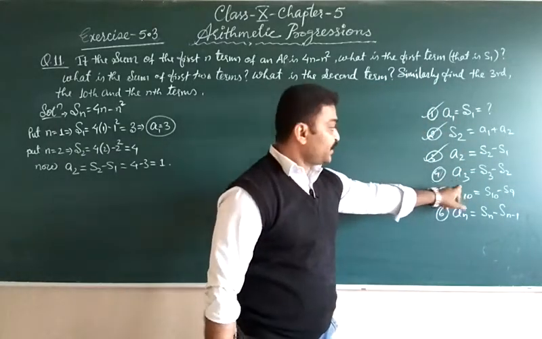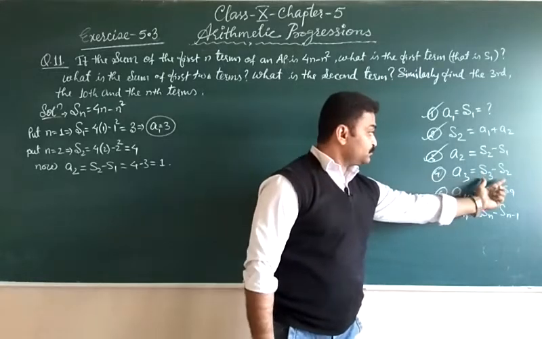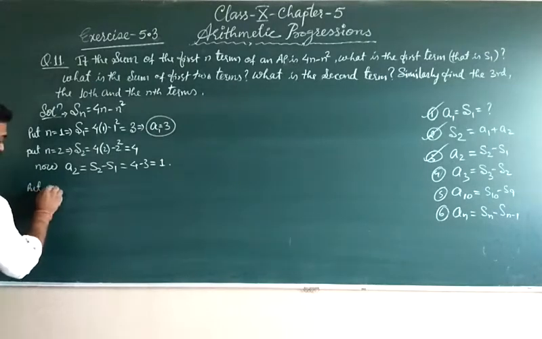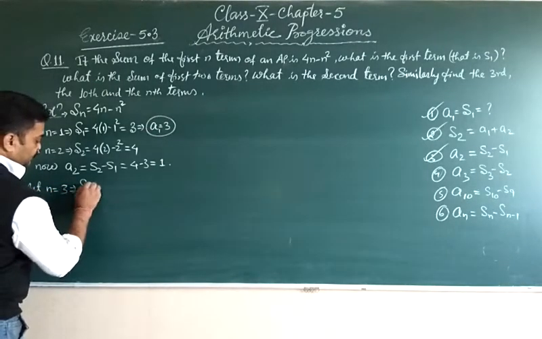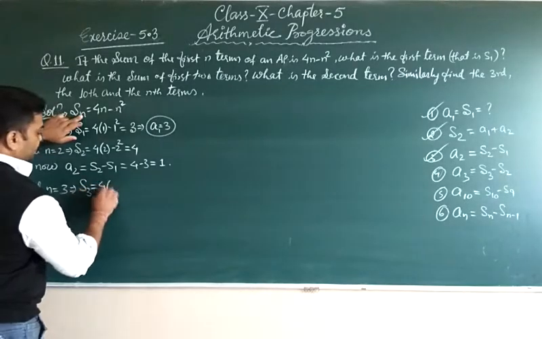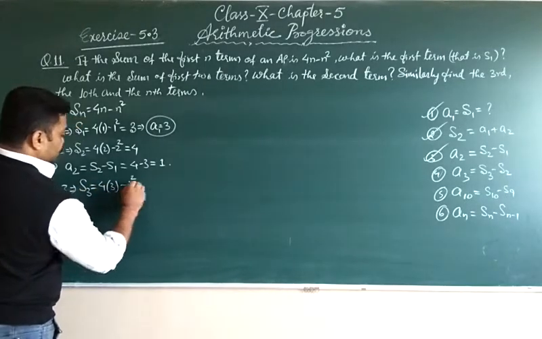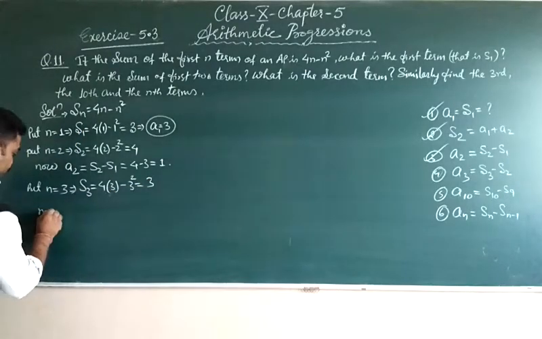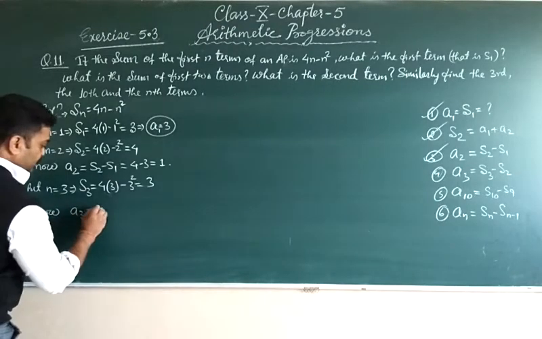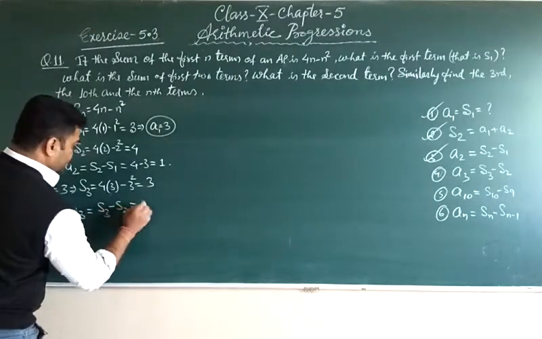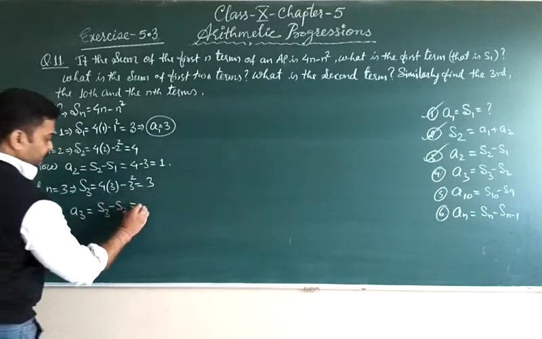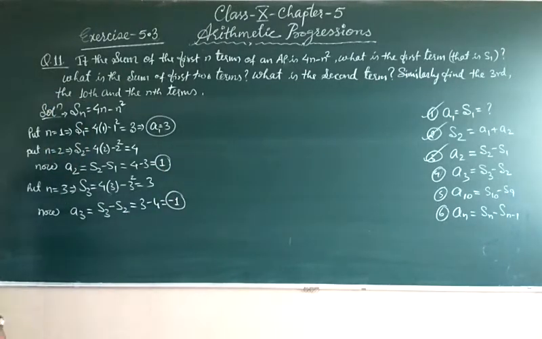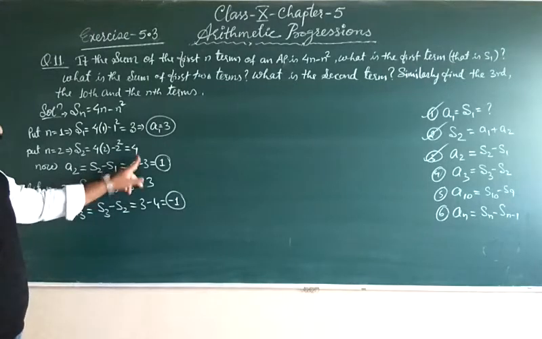Now A3. To find A3, we have to find S3 first. Now put n is equal to 3. This implies S3 is equal to 4 into 3 minus 3 square, is equal to 12 minus 9, that is 3. Now A3 is equal to S3 minus S2. S2 is 4, S3 is 3. 3 minus 4 is equal to minus 1. Clear?